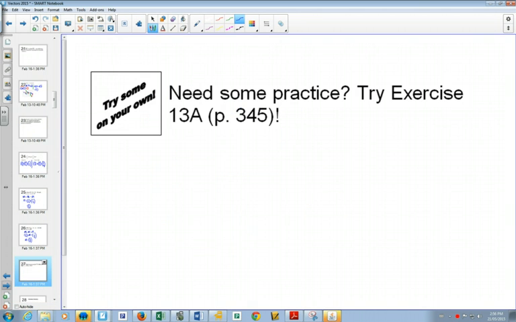One more example. No, that was the last example. So I'll hand out this homework thing, and we'll take some time to practice it.